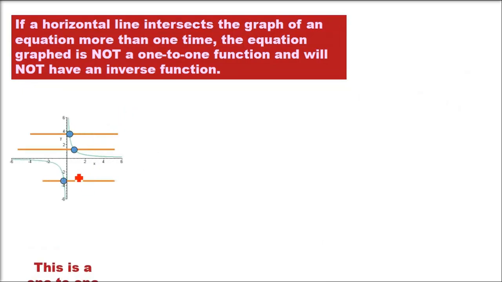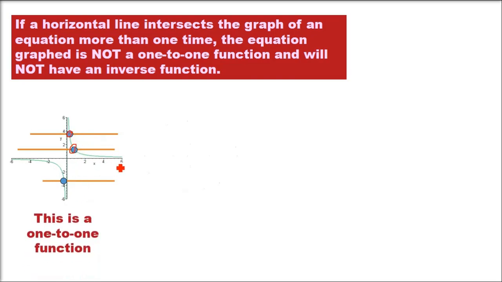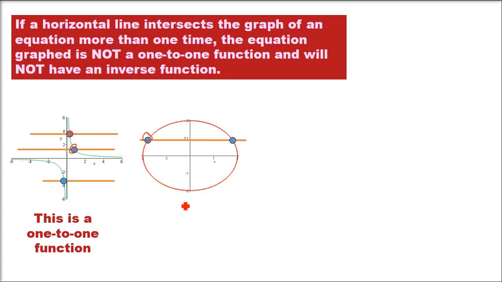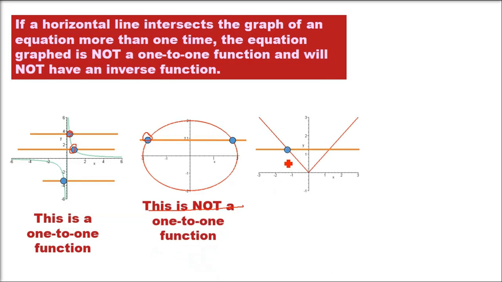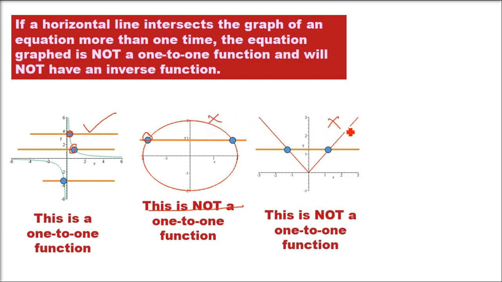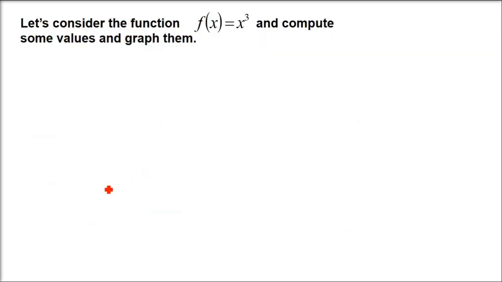This is the horizontal line. This is a one-to-one function because we have passed a horizontal line from top to bottom. It is intersecting only at one point. This is a horizontal line. When we pass it, it is going to intersect at multiple points, more than one point. This is not a one-to-one function, not a good candidate for inverse. This again, the horizontal line is intersecting at 2 points. This is not a one-to-one function. So only the first one is a candidate.